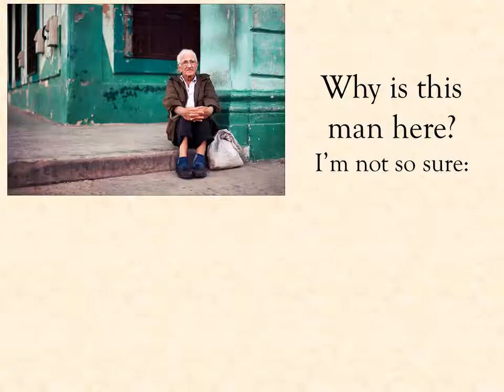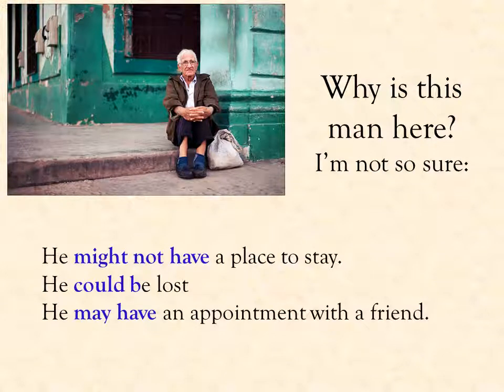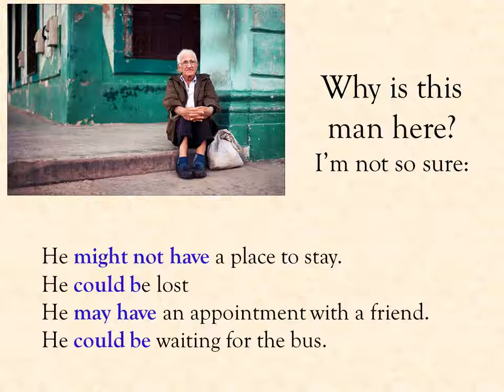Why is this man here? I'm not so sure. He might not have a place to stay. He could be lost. He may have an appointment with a friend. He could be waiting for a bus. In these situations, I'm not so sure about why this man is here. I can come up with some ideas, and all of them are possible or reasonable. However, they are still guesses because I don't have a lot of information.